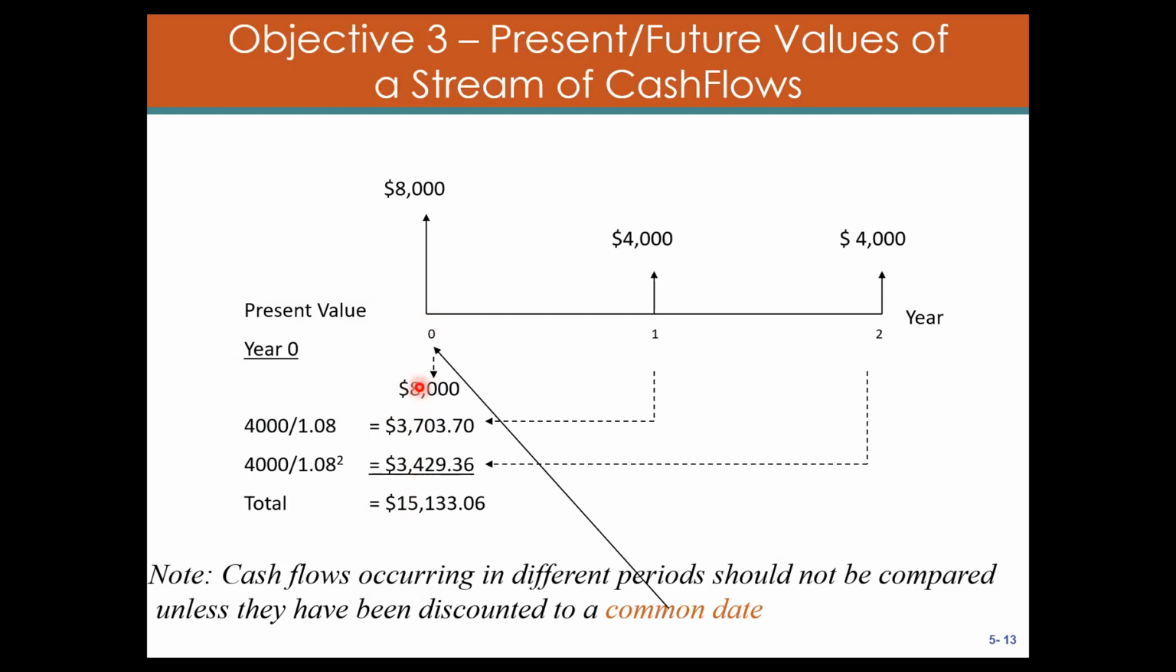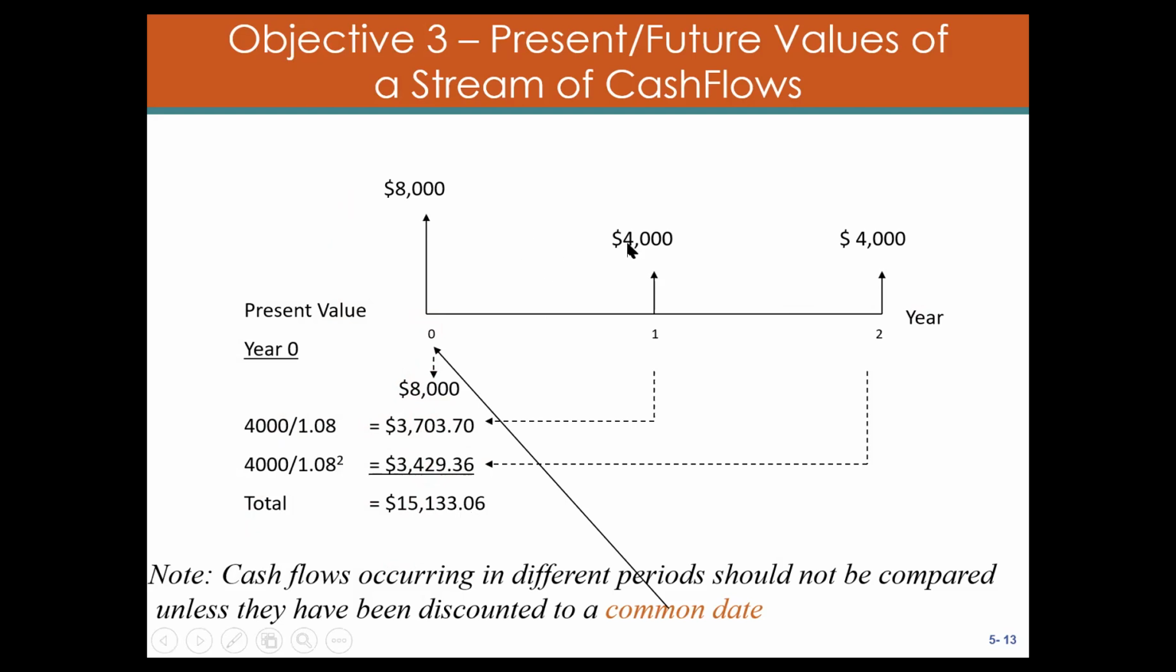Now, all these here, they are all apples. So we can add them. They are not tomorrow's dollars, they are today's dollars. So we add them up. And when we add them, the present value of this stream of cash flows is $15,133.06. Today, it is worth that much.